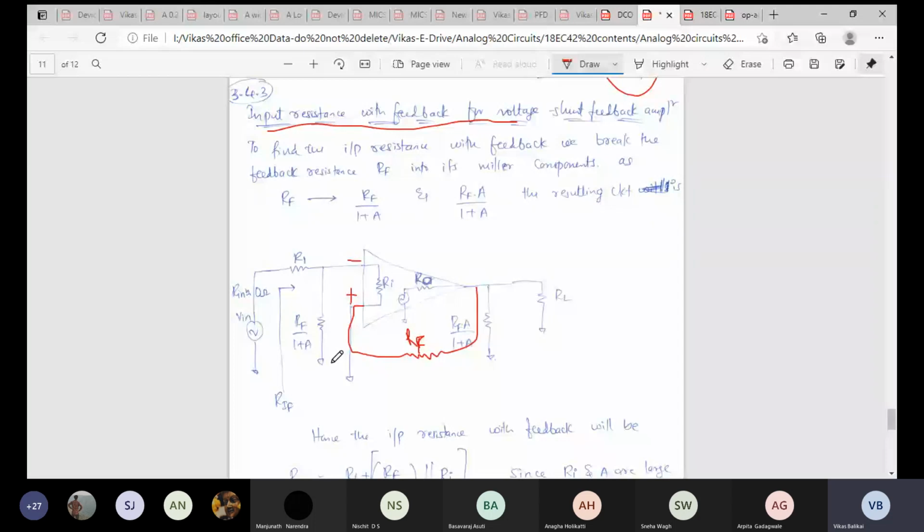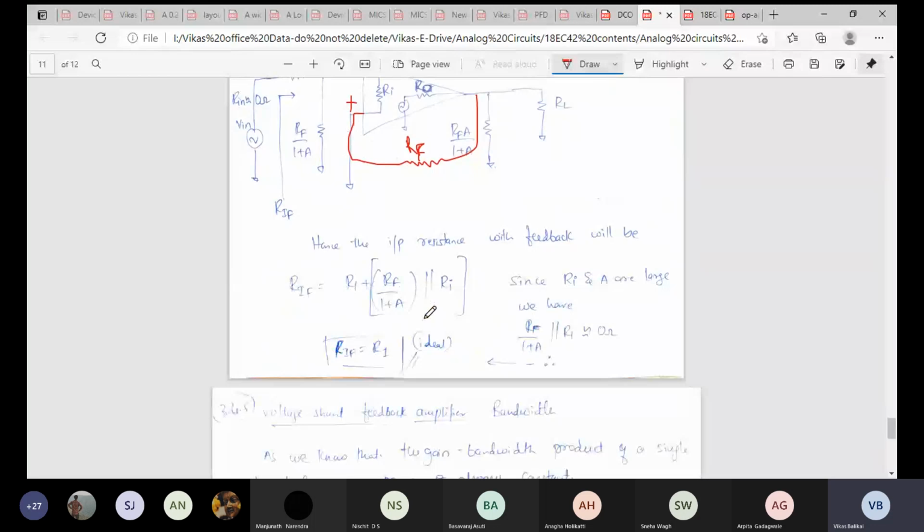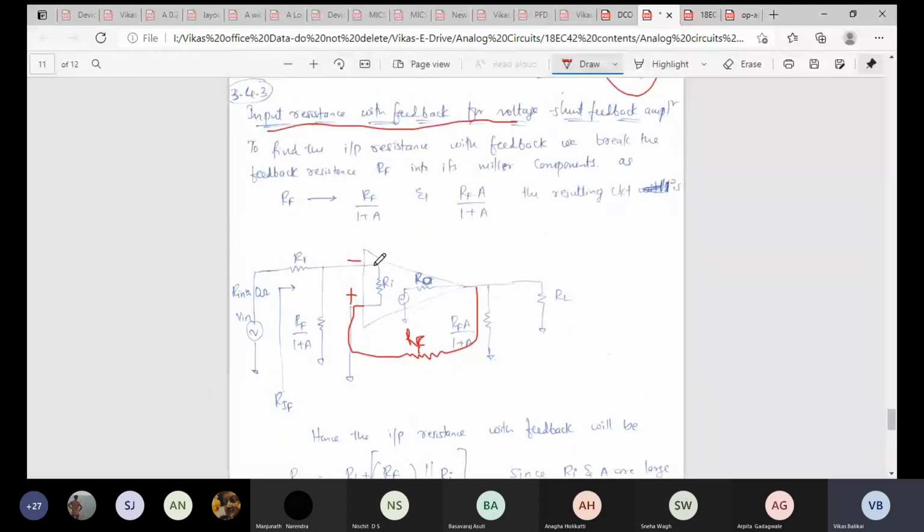We'll try to understand in detail about the Miller's circuit components. But right now, just remember that a big resistance can be broken down into two small components arranged, one at the input side, one at the output side. Now here I'm not going to show you a detailed analysis of the input resistance. It's a very simple analysis.